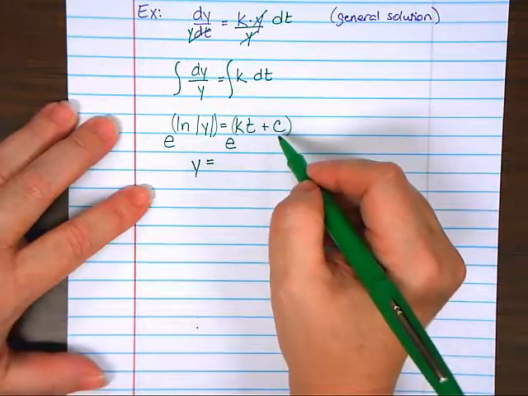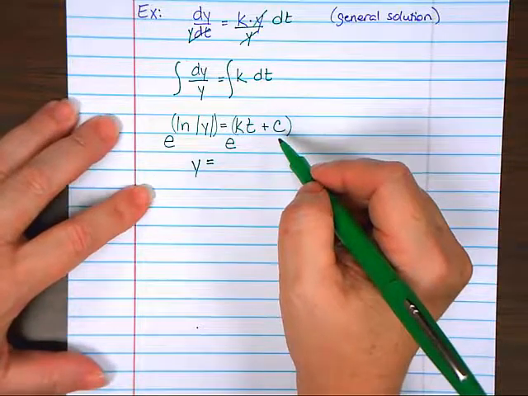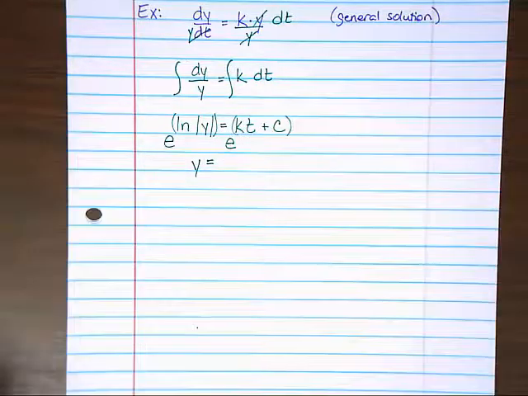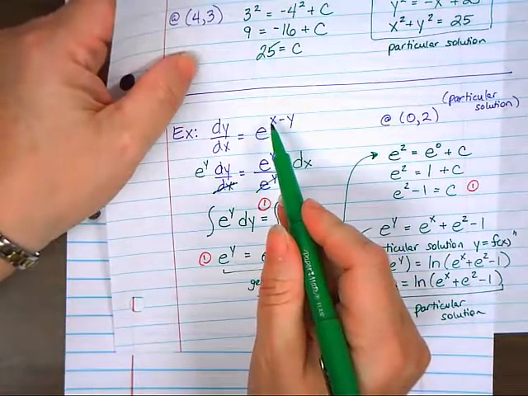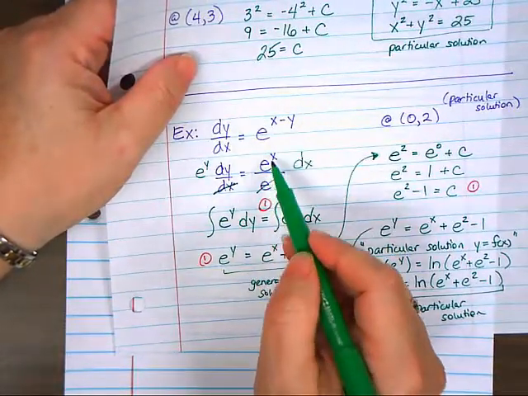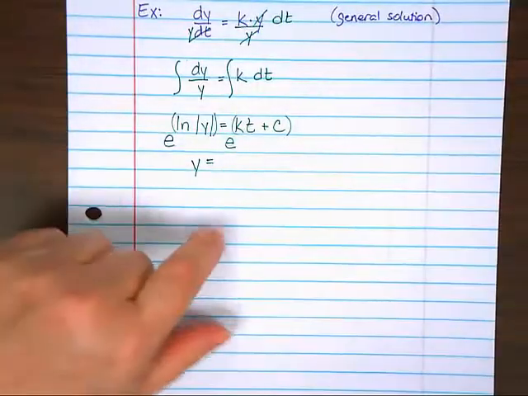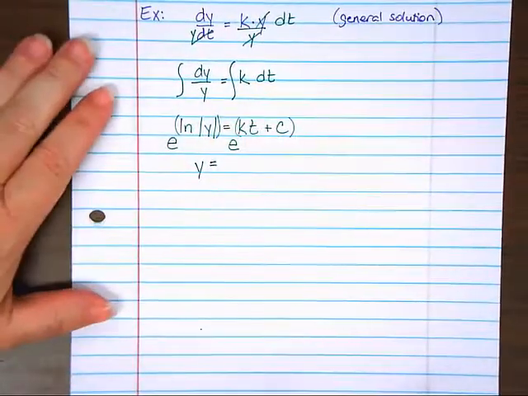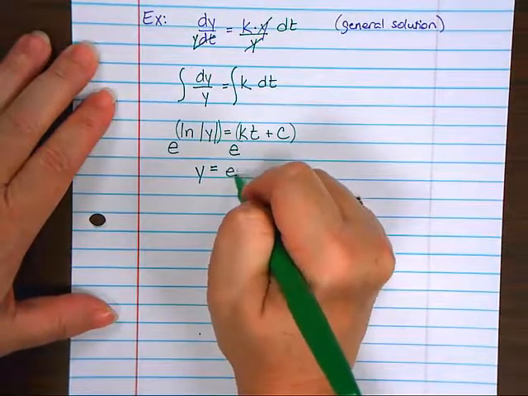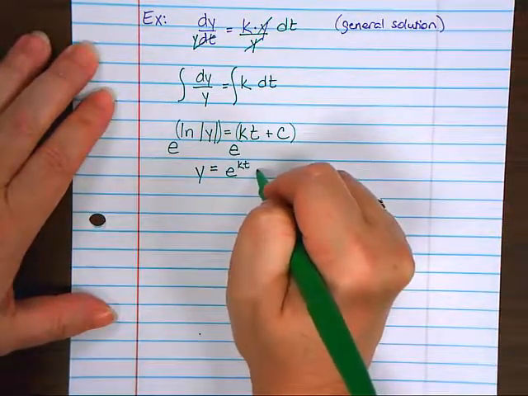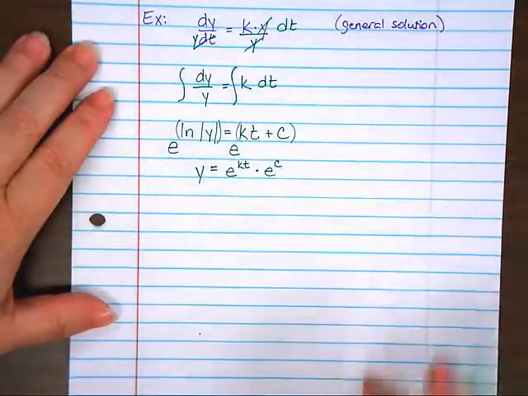Now, c being here is a problem. I want to clean it. Now, I want you to think back to the problem we just did. When this problem had e with these two powers, we turned it into division. If we have e with two powers that are added, what do we turn it into? Multiplication. So I want you to write e to the kt times e to the c.